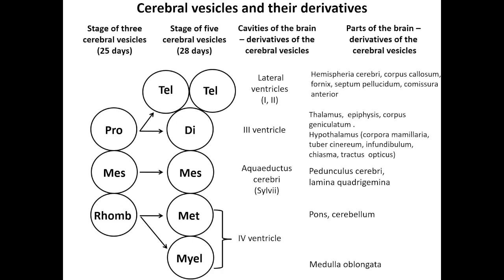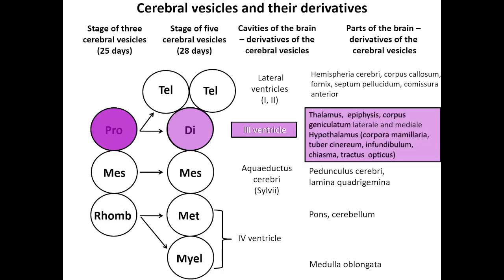In this diagram, we see stages of 3 and 5 cerebral vesicles and their derivatives. So, derivative of the cavity of the diencephalon is third ventricle. And the definitive brain structures of diencephalon are the thalamus, epiphysis, corpus geniculatum laterale, corpus geniculatum mediale, hypothalamus, which includes corpora mammillaria, tuber cinereum, infundibulum, chiasma opticum, and tractus opticus.